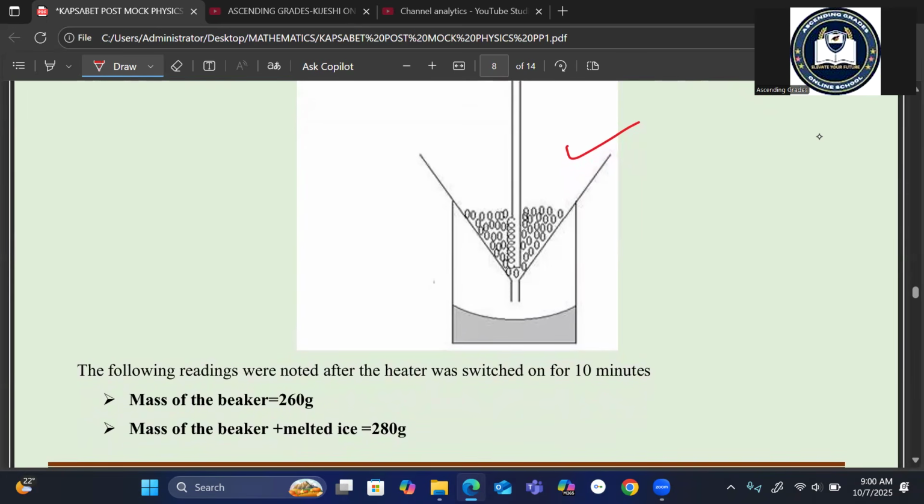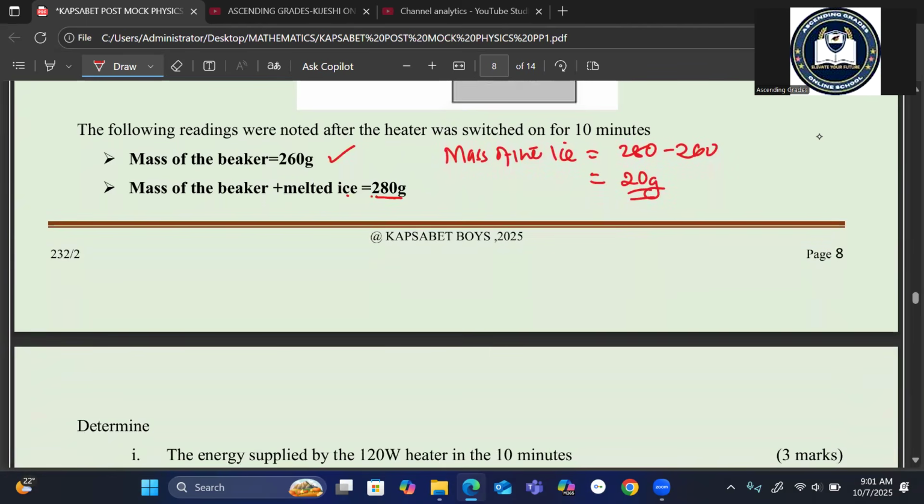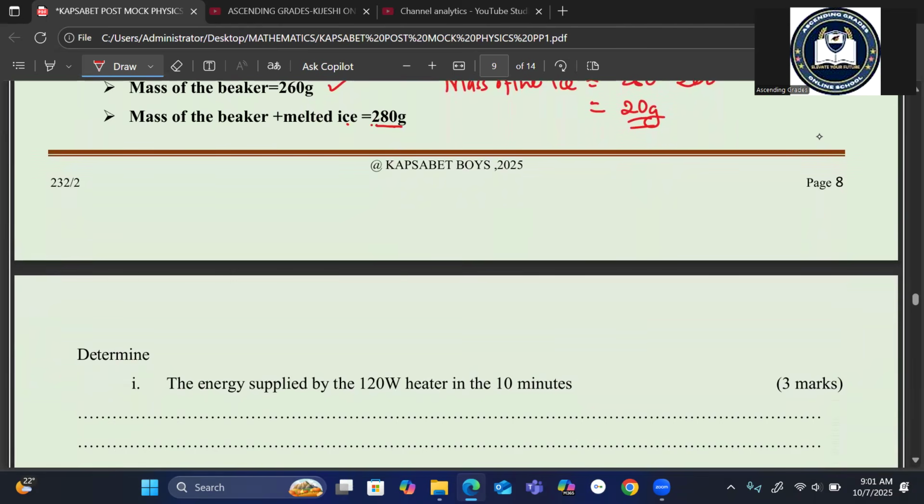Then you are told that the mass of the beaker is equivalent to 260 grams. The mass of the beaker plus the melted ice is 280 grams. So from this case, we can get the mass of the ice as 280 minus 260, and we are going to get 20 grams as the mass of the ice.